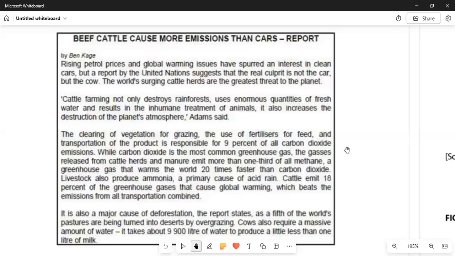Okay, and the topic is there. Beef cattle cause more emission than cars. That is the report that was written by Ben Cage.